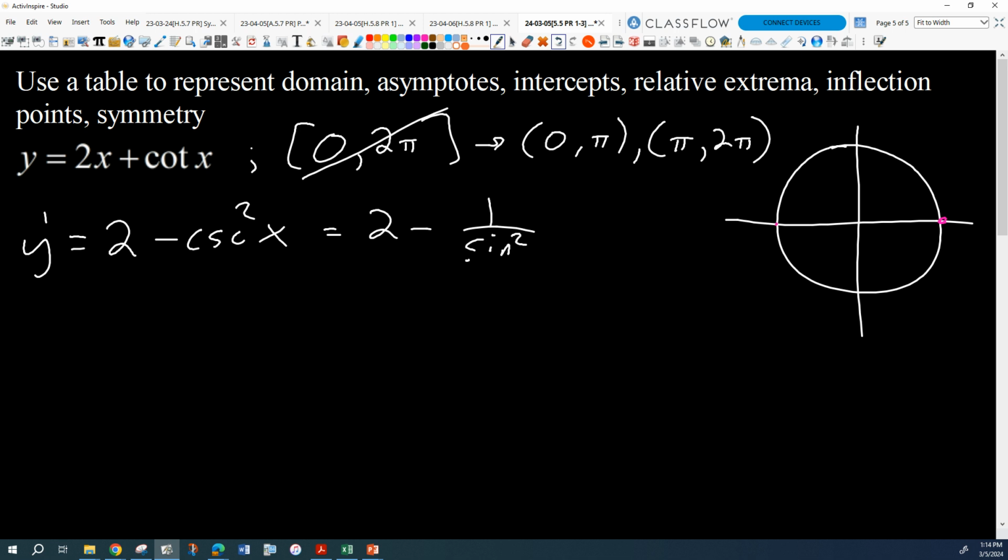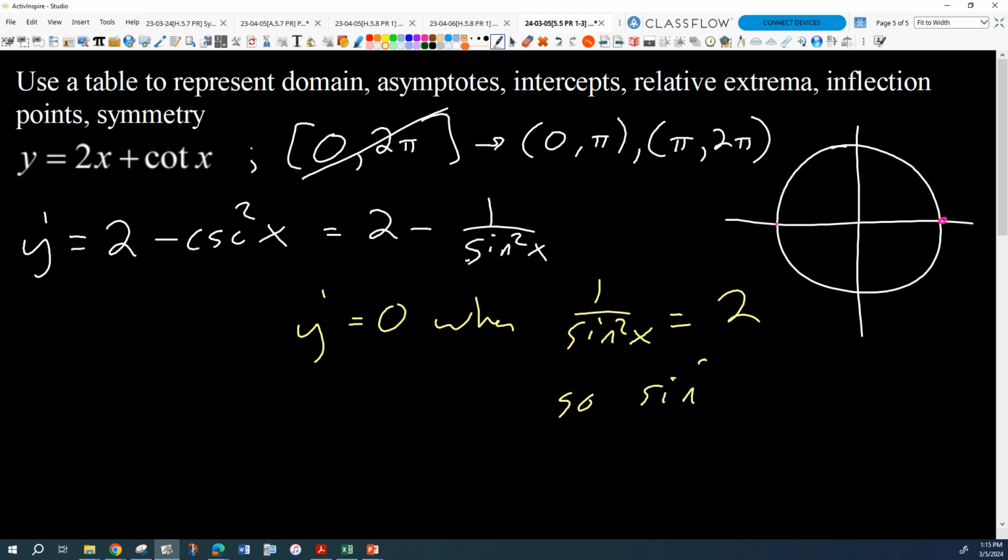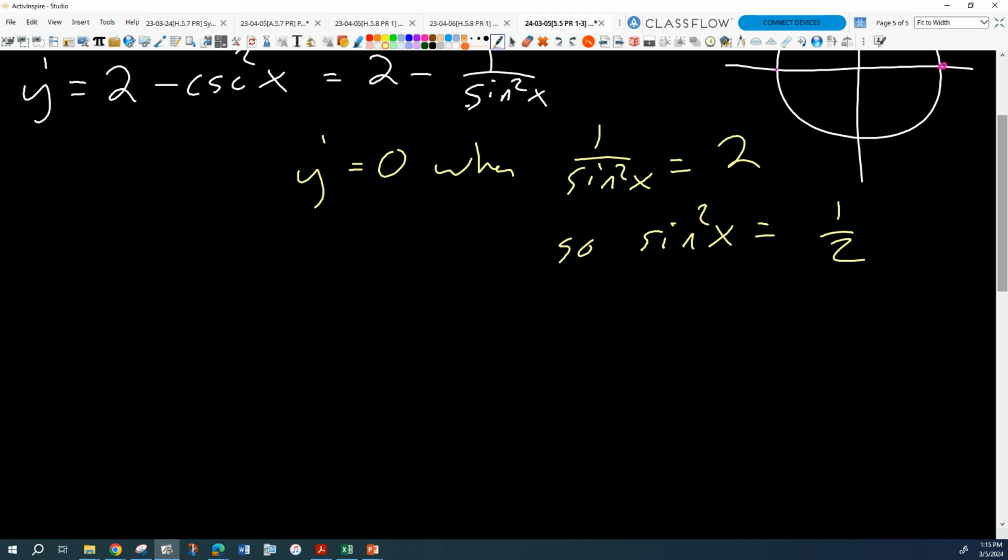over sine squared x, right? So y prime equals 0 when 1 over sine squared x equals 2, right? Agreed? Okay. So then sine squared x has to equal 1/2, right? So sine squared x equals 1/2. So what is sine equal?